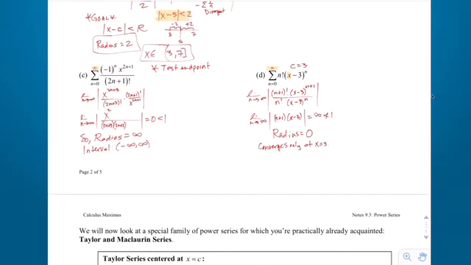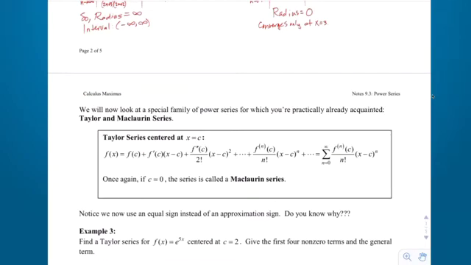All right, y'all got radius and interval of convergence down? It's kind of fun, right? It's not stuff you typically do every day.